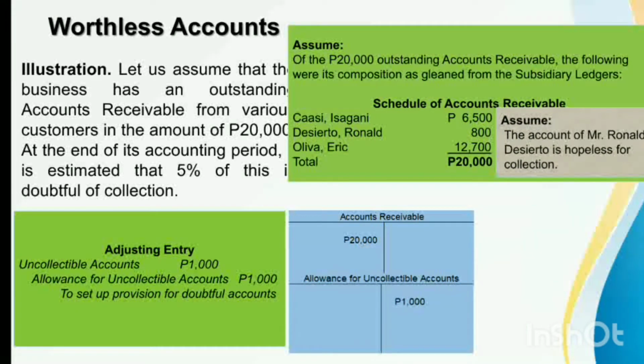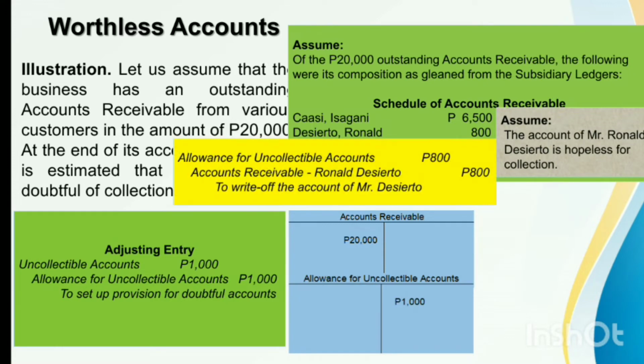Since hopeless for collection na yung account ni Mr. Ronald Desherto, so we need to write off his account. So, kailangan na nating tanggalin yung account niya from the outstanding accounts receivable. So, in order to write off his account, we need to prepare this journal entry. So, debit to allowance for uncollectible accounts, 800 pesos. And then credit to accounts receivable, Ronald Desherto. This journal entry will then be posted to the respective ledger accounts, and the result would appear as follows.